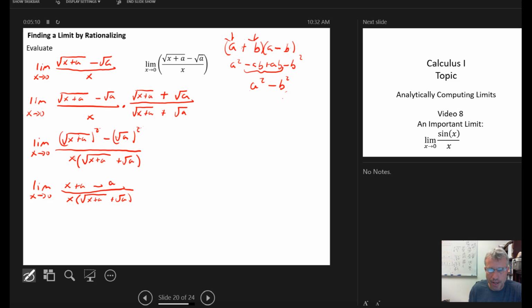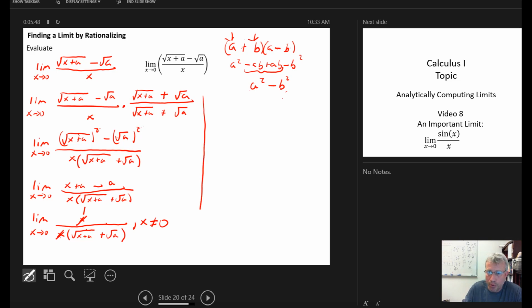And then a minus a will be 0, so this is going to leave me with the limit as x goes to 0 of x plus 0, which is just x, over x times the square root of x plus a plus the square root of a. Pull my fraction bar out. And now I see that I have x over x, and I want to recognize that x divided by x equals 1 as long as x isn't 0. And x isn't going to equal 0. We're taking the limit as x gets as close to 0 as we want without ever letting x equal 0.